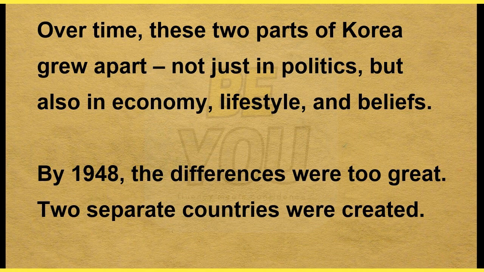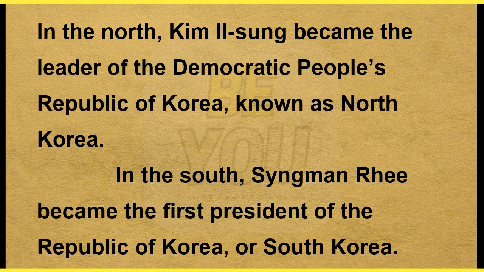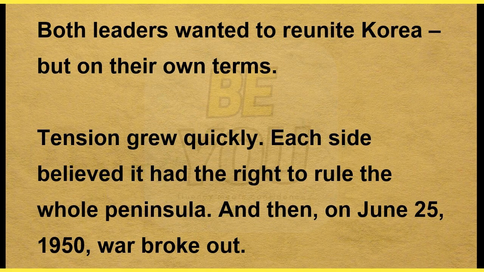By 1948, the differences were too great. Two separate countries were created. In the north, Kim Il-sung became the leader of the Democratic People's Republic of Korea, known as North Korea. In the south, Syngman Rhee became the first president of the Republic of Korea, or South Korea. Both leaders wanted to reunite Korea, but on their own terms. Tension grew quickly. Each side believed it had the right to rule the whole peninsula.